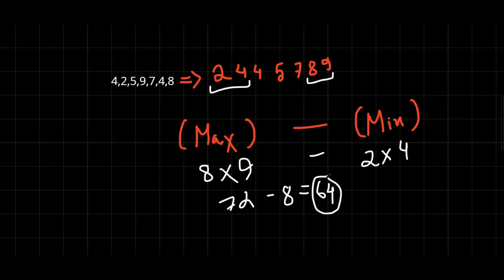So let's wrap up the algorithm. For a given input array, we have to sort the array and take the first two elements, where the product of them will be minimum, and take the last two elements, where the product of them will be maximum. Now we have to subtract the values and return the answer. I hope you understood the algorithm. Now let's move on to the code.